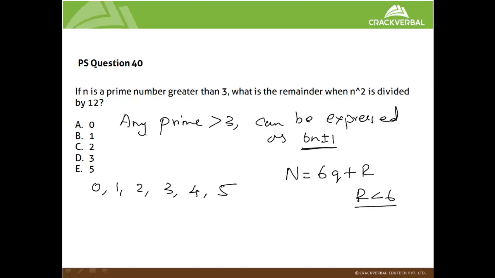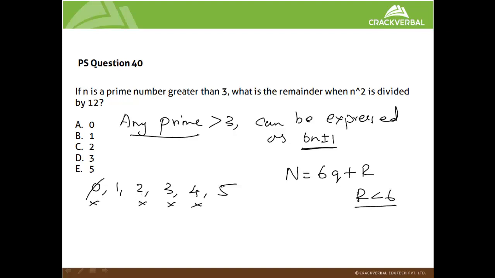But since we have a condition that the number has to be a prime, the remainders 0, 2, 4 and 3 are not possible. Why is 0 not possible? Very simple. If we get the remainder as 0 when dividing by 6, it means the number is divisible by 6. A prime number is divisible only by 1 and itself, so a prime number cannot be divisible by 6. So remainder 0 is not possible.